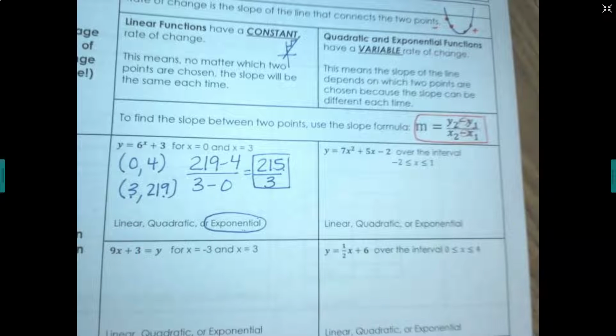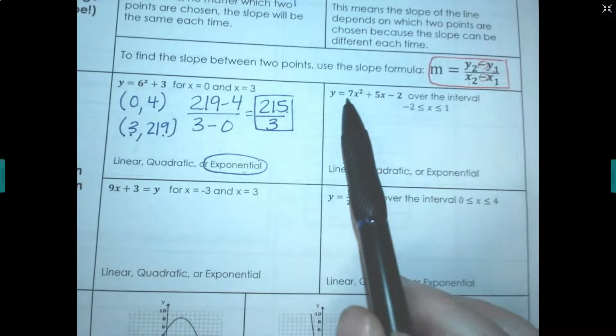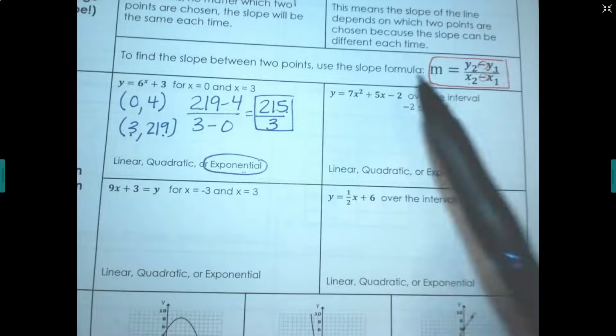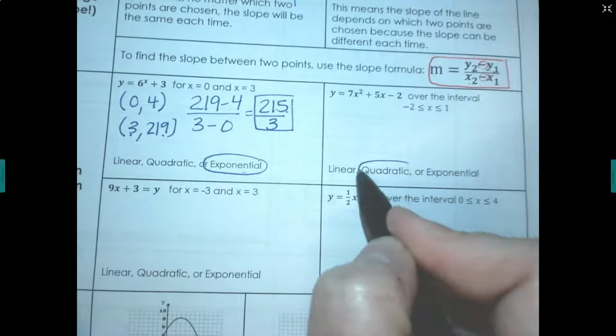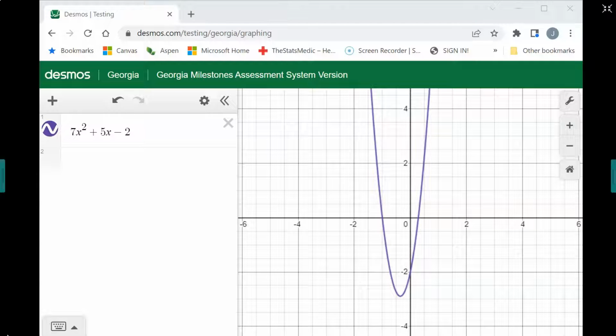All right, let's try this again with our next equation. Looking at our next equation, I notice that the largest exponent on x is a 2. When the largest exponent is 2, that means your graph is going to be a quadratic. So let's pause and put this into Desmos. All right, so I've put the equation into Desmos, and you can see the parabola. It is in fact a quadratic.